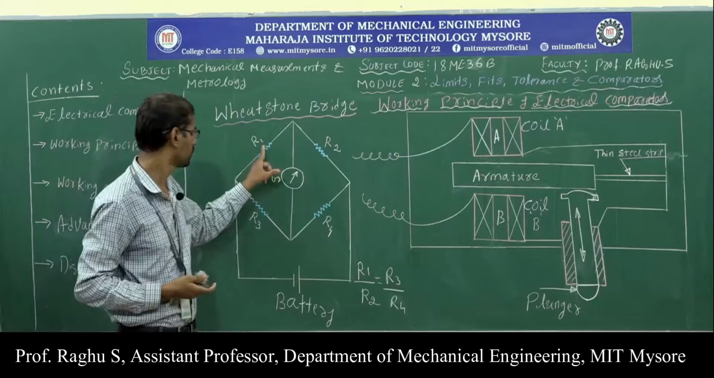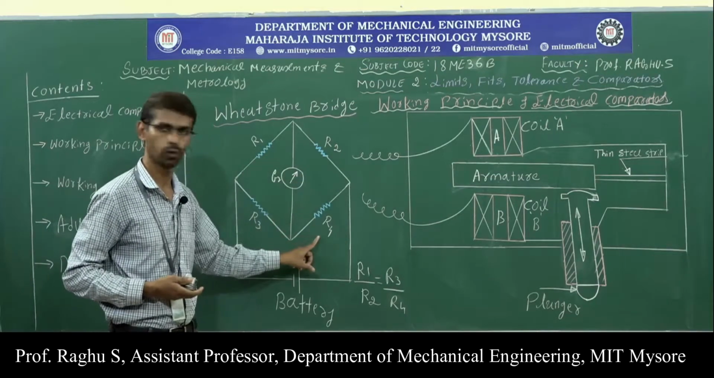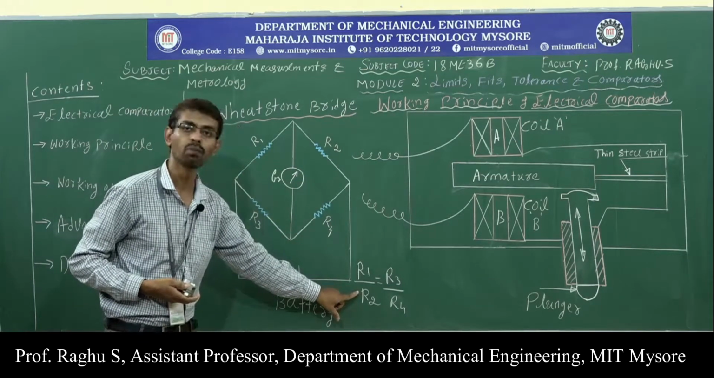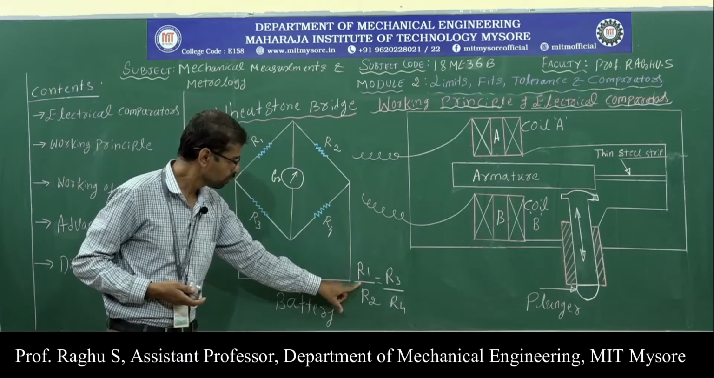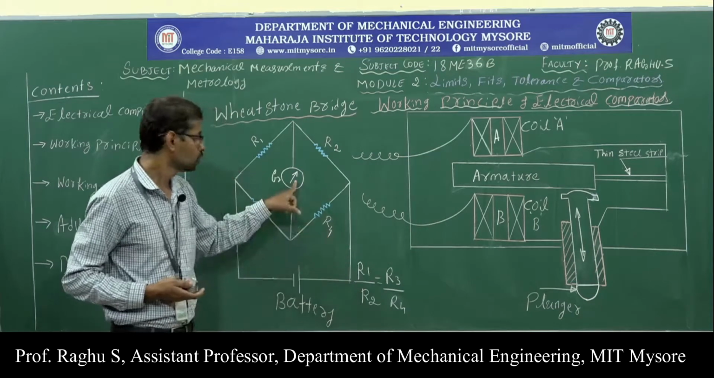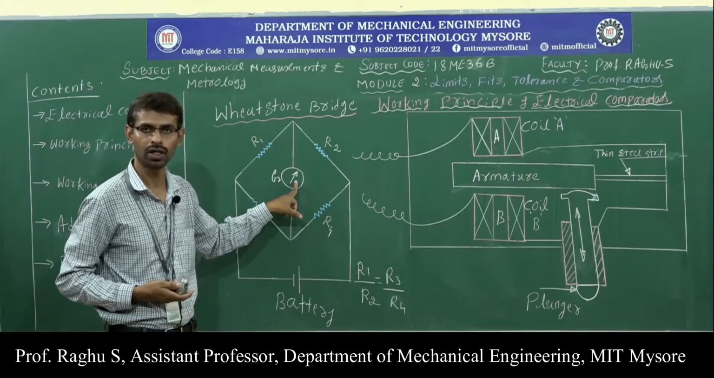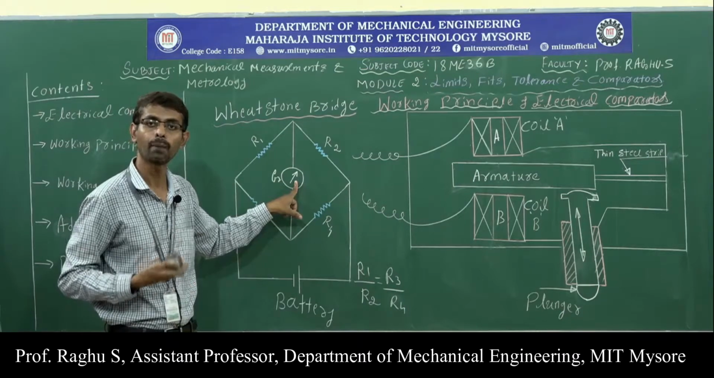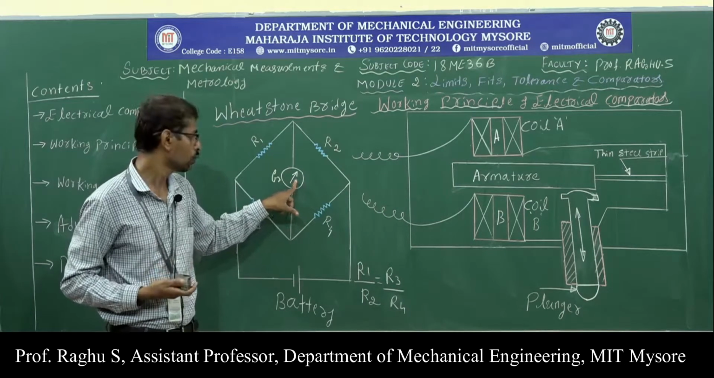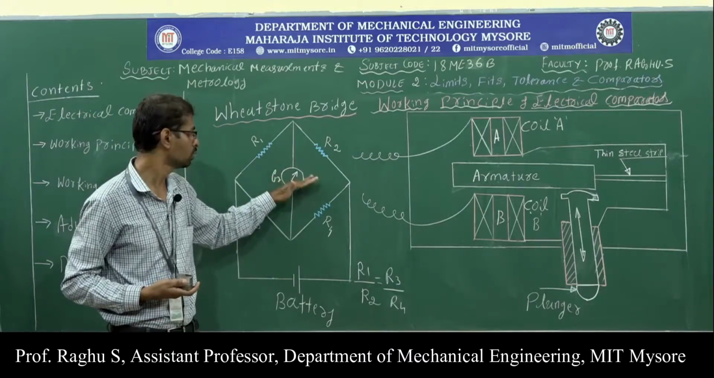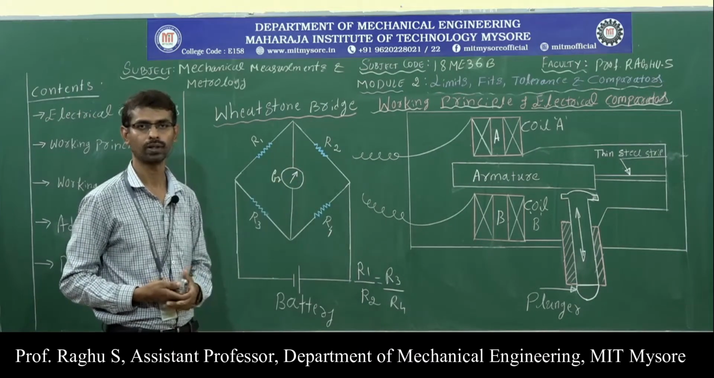The Wheatstone bridge consists of 4 resistors R1, R2, R3, R4. This is the condition for balancing of the Wheatstone bridge. When the Wheatstone bridge is balanced, there is no flow of current through the galvanometer, and the galvanometer shows 0 reading. When the Wheatstone bridge is unbalanced, current is flowing through the galvanometer, and then we can observe the movement of the pointer in the galvanometer.